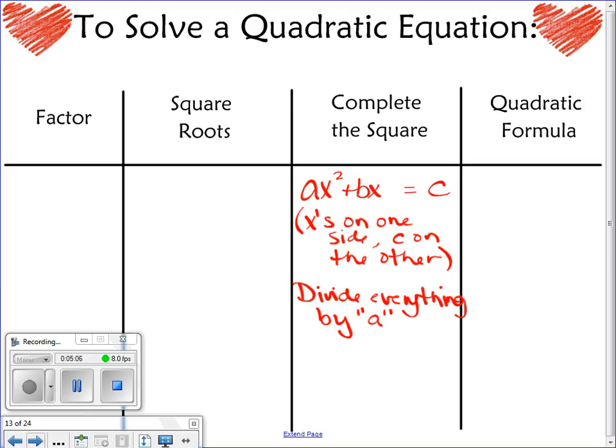Whatever that a value is, and that's the part we're going to focus on more tomorrow, you divide everything, whether it makes an ugly fraction or divides nicely. Everything gets divided.